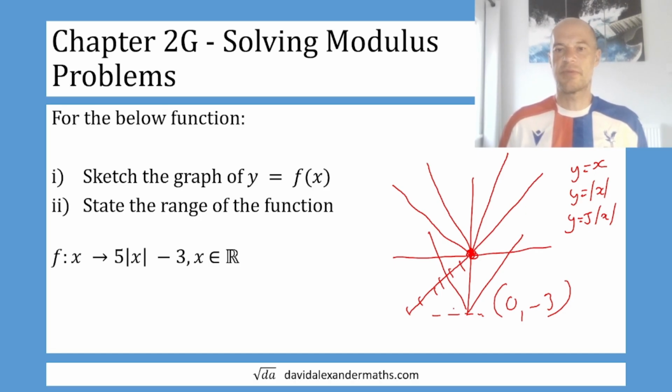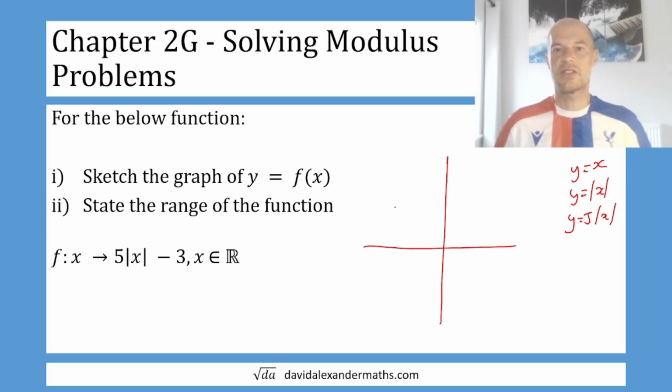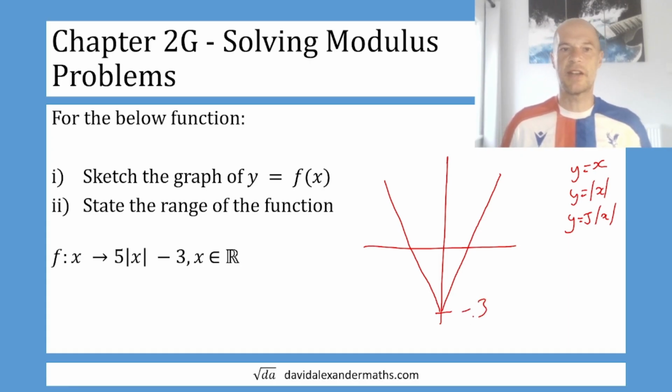So this is now my sketch. Probably a better way to do the sketch would be if I just delete all of this. There we go. And we know that this is negative 3. Done. So that is my sketch. It is worth building it up by doing y equals x, then y equals the modulus of x. Hopefully you can go directly to y is the modulus of x, 5 times the modulus of x, and then drop it down by 3.